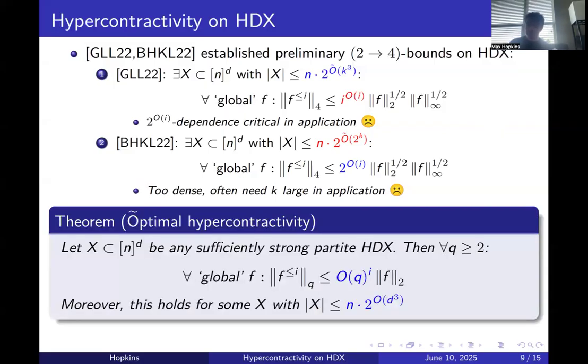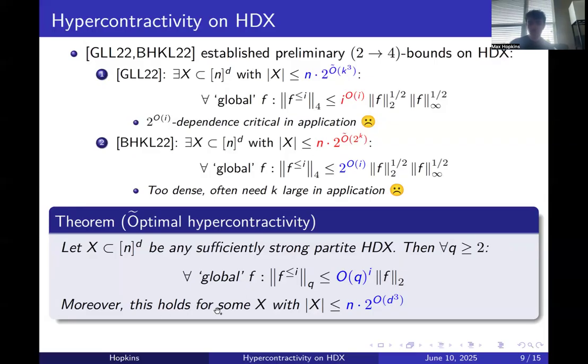So this brings us to our first main result, which is a near optimal hypercontractive inequality for high-dimensional expanders. Particularly, we proved that for any sufficiently strong part-tight high-dimensional expander, this definition that we covered a couple slides ago, then for all q greater than or equal to 2, and any global function, the q norm of the low-degree component is at most q to the I times the 2 norm of f. So this is off only by a log factor from the optimal hypercontractive bound of Keevash, Lifshitz, and Marcus. So it's very close to optimal.